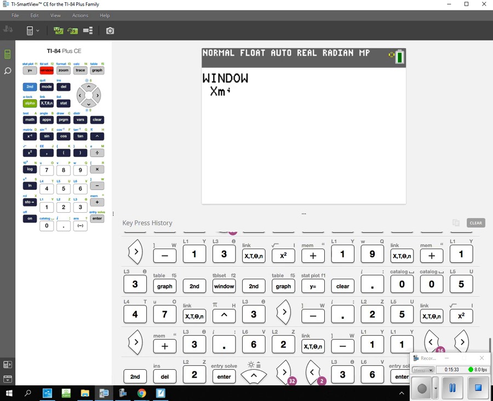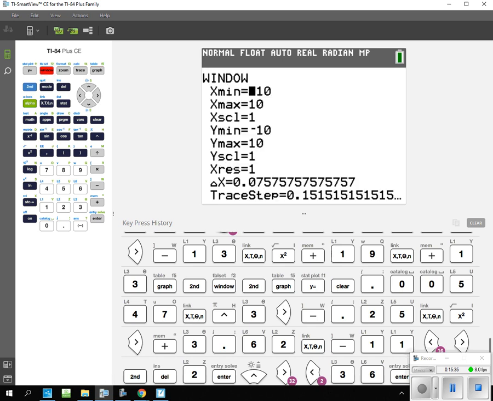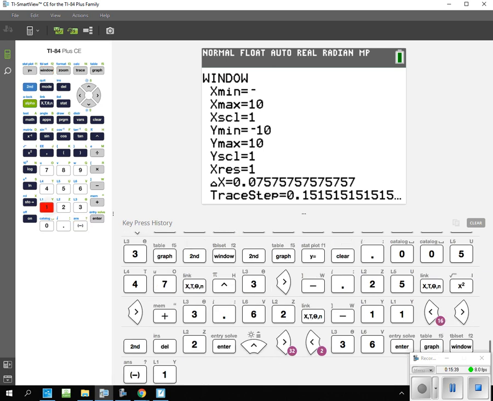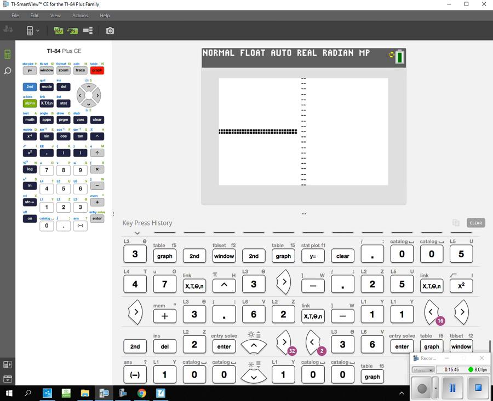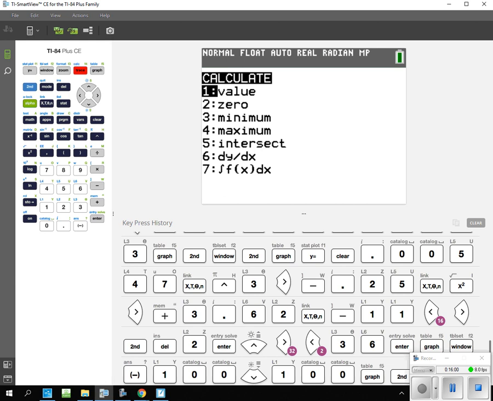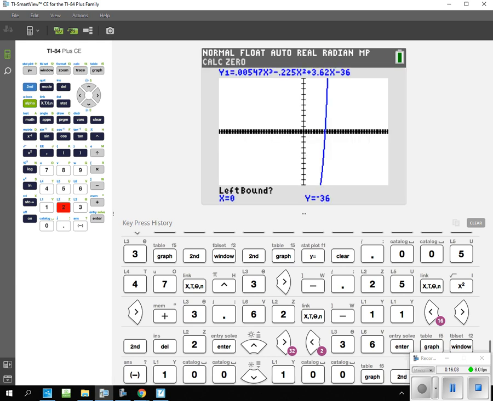So let's go to the window and see if I can make this window bigger. So I'm going to go negative 100 to positive 100, and see if that does anything for me. All of a sudden I start seeing something. And I do. Look, I see where it's crossing the x-axis right there. So there's a location, and I want to know what that location is. So I'm going to hit second and trace, and I want a zero. So number 2, that one.